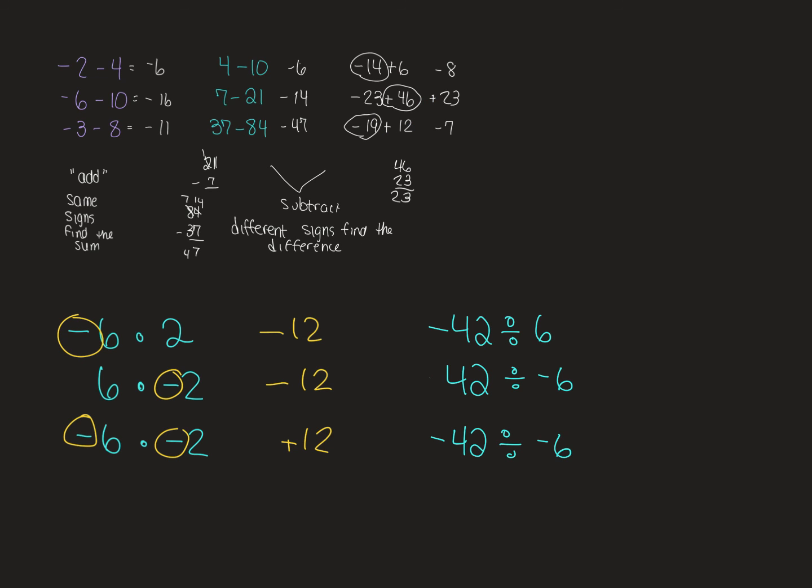Division, it works the same way as multiplication works. So all of these are going to be an answer of 7. 42 divided by 6 is 7. But what kind of 7? 1 negative is negative. 1 negative is negative. 2 negatives is positive.